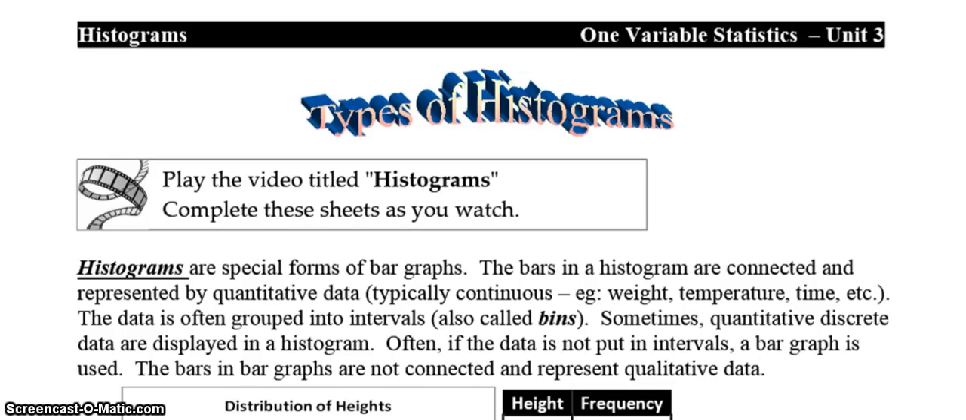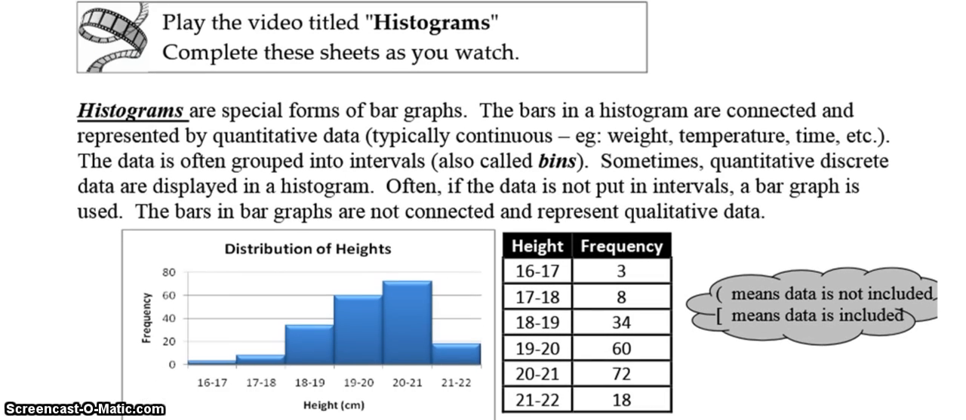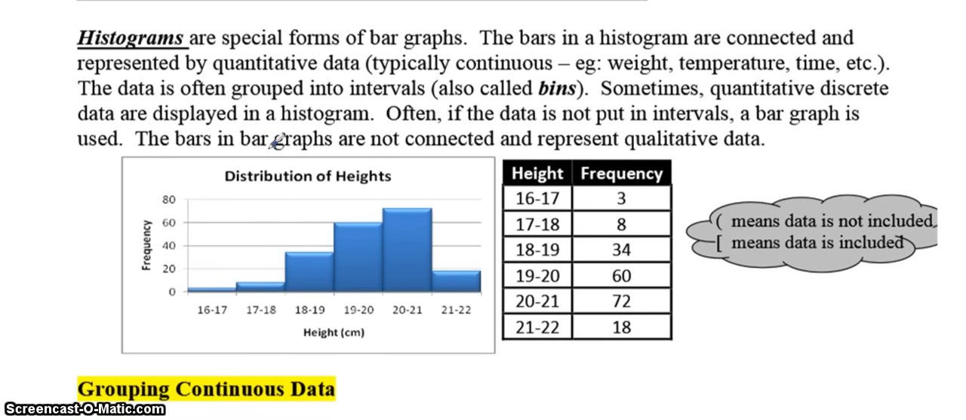Hello, today we are going to learn about different types of histograms. So, as you can see from the diagram, histograms are special forms of bar graphs. The bars in the histograms are connected and are represented by quantitative data, typically continuous. So remember, quantitative means number data, continuous means there's an infinite number of data available, and usually there's decimals involved, so weight, temperature, time, etc.